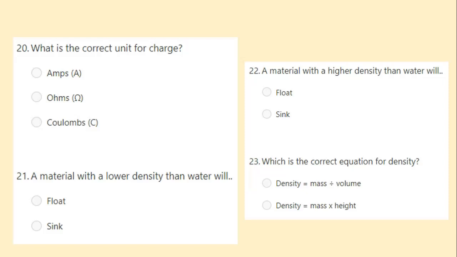Question 23. Which is the correct equation for density? By that we mean, how would you work out density? Our first equation is density equals mass divided by volume. Our second equation is density equals mass times height. Which is the correct equation for density?